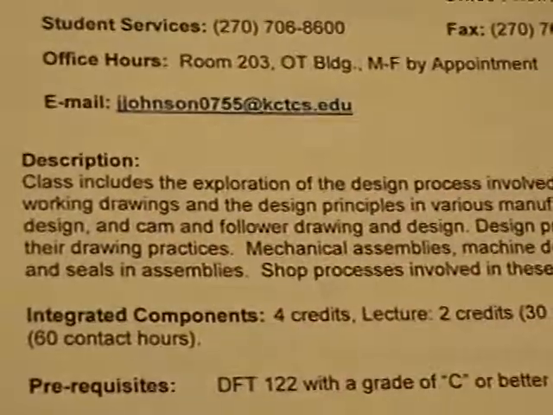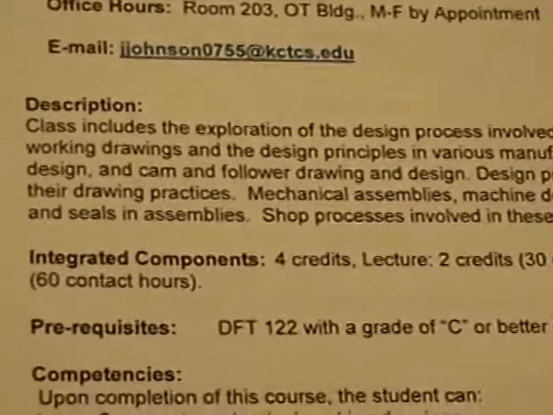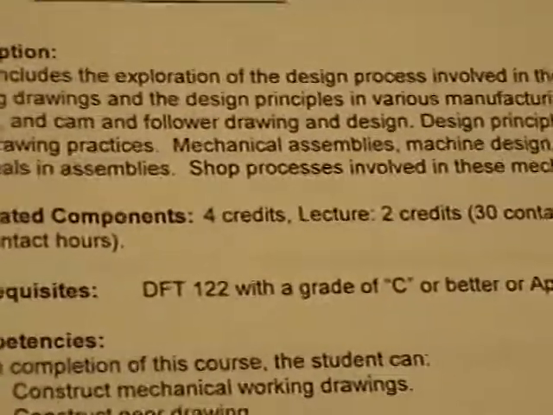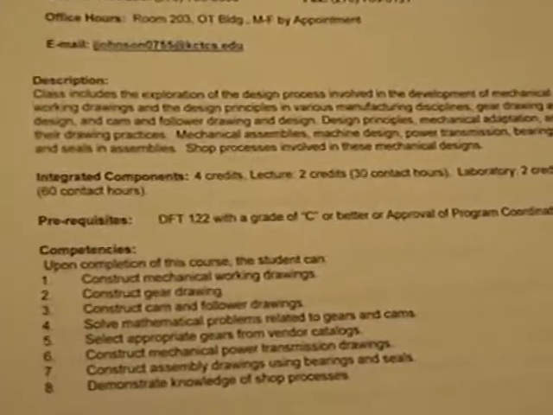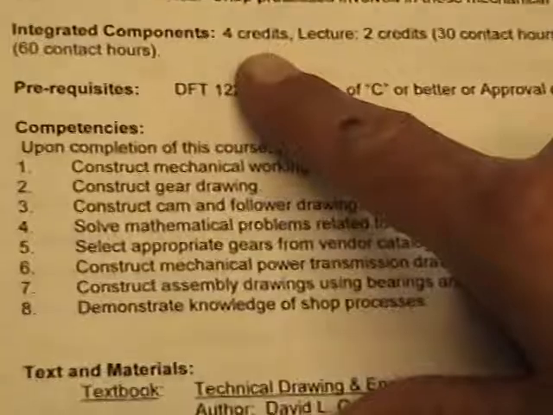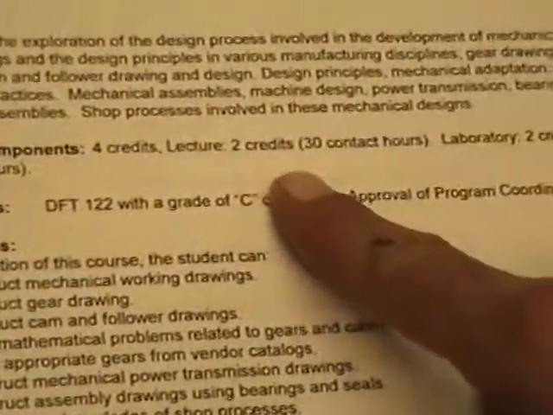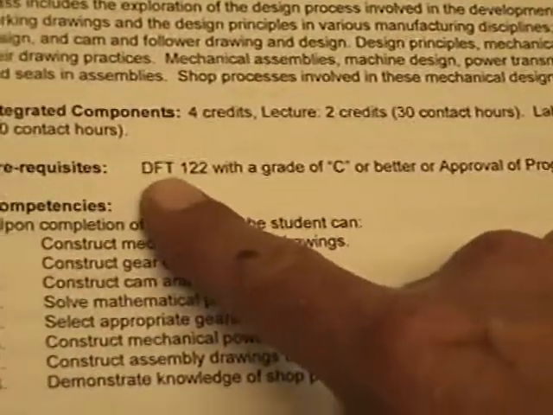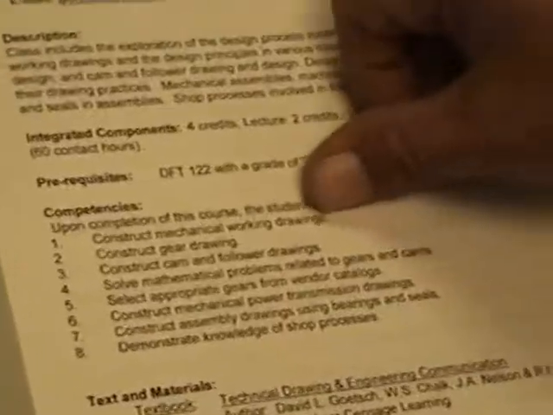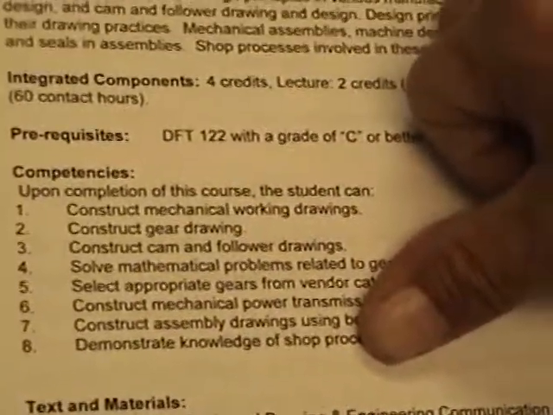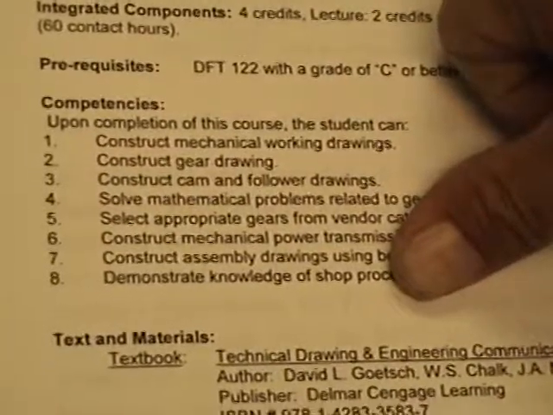Description of this class. Basically, we're going to explore the design process involved in mechanical working drawings, various machining and manufacturing disciplines, gear drawings, CAM drawings, and shop processes involved in mechanical design. This class is 4 credit hours, lecture 2, lab 2, and we prefer a prerequisite of DFT 122, or CAD 100. Our competencies are as listed. These are 8 competencies that you're going to be learning before the end of the course.